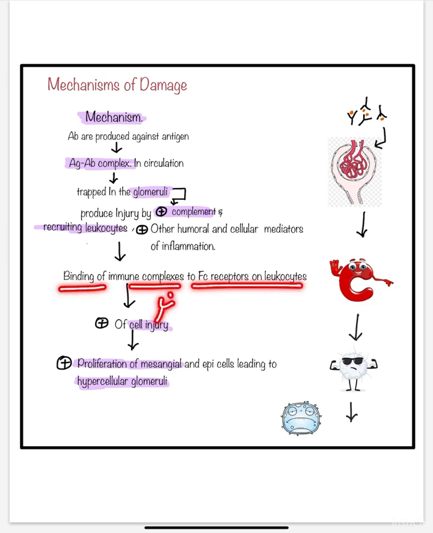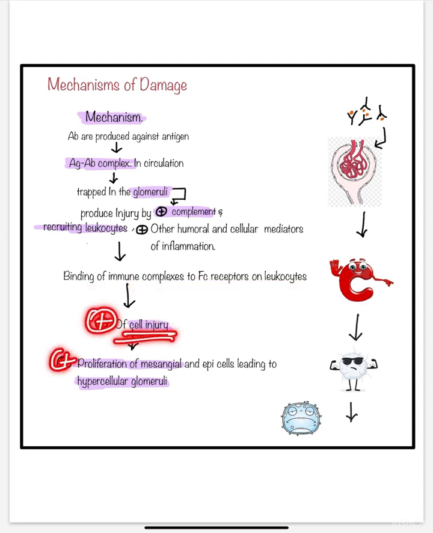These antigen antibody complexes are also called immune complexes. They bind to the Fc receptors of the leukocytes, so it activates cell injury. This stimulates the proliferation of mesenchymal and epithelial cells, leading to hypercellular glomeruli.